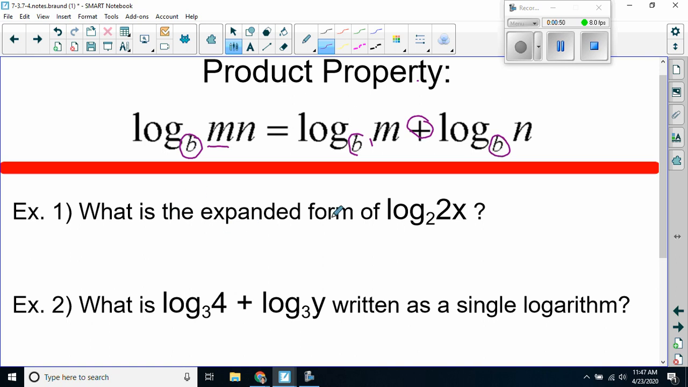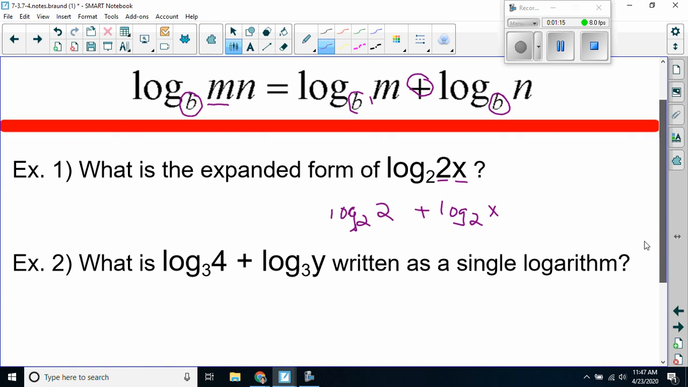So what is the expanded form of log base 2 of 2x? Well, I'm going to make sure that when I expand it, my log has the same base. So it's going to be log base 2 of something plus, since they're being multiplied, log base 2 of the other thing. So here my two factors are 2 and an x, so that's log base 2 of 2 plus log base 2 of x. And that's it. That's the expanded form. We're just rewriting it. There's no equal sign. We're not solving. We just want to use our property, okay?